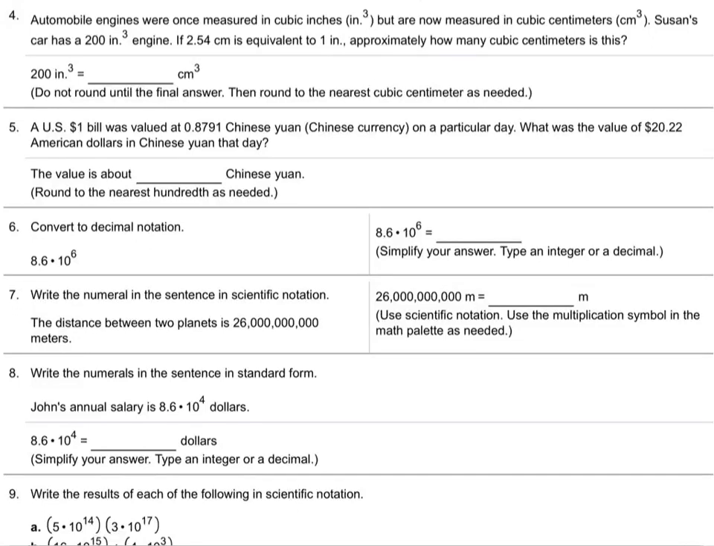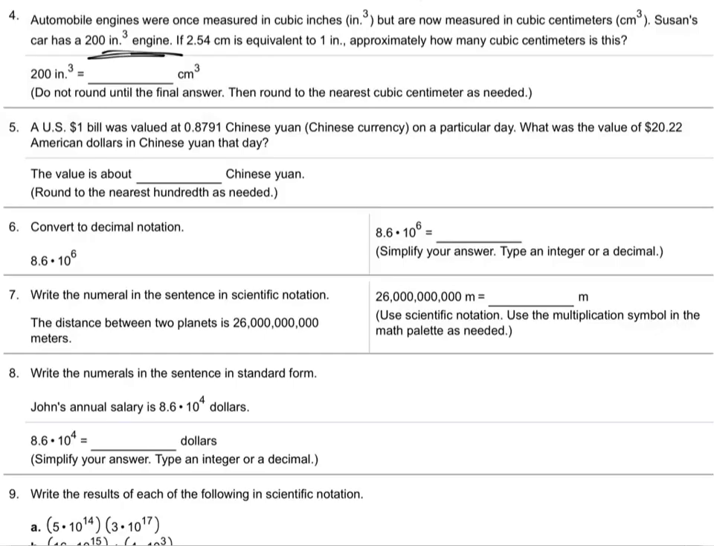All right, so on to number 4. Automobile engines were once measured in cubic inches, but are now measured in cubic centimeters. Susan's car has a 200 cubic inch engine. And if 2.54 centimeters is equivalent to 1 inch, approximately how many cubic centimeters is this? All right, so that's a lot of words.